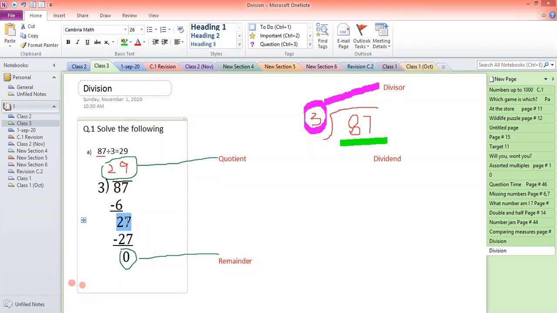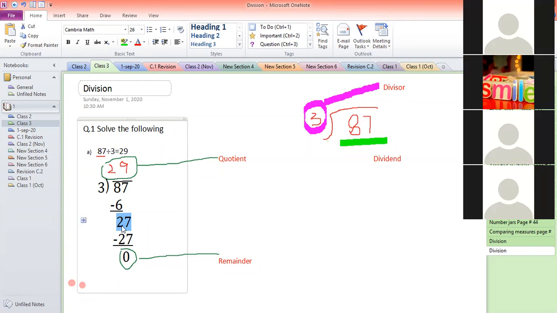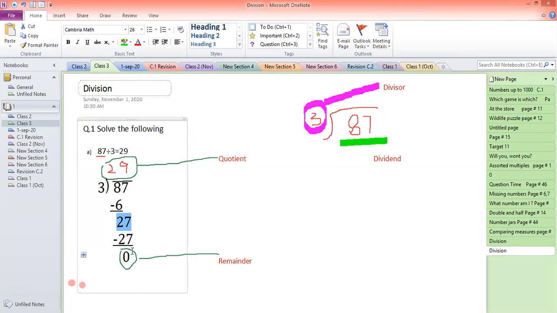And now check how many 3's are there in 27. For that, check the table of 3. There are 9 3's in 27. 3 multiplied by 9 is 27. Then multiply this 3 by 9 and write it exactly under this 27. Minus 27 minus 27 is 0. This answer is called quotient, and whatever is left is your remainder. 0 is your remainder. All right, guys, I hope those who did not understand got it now.